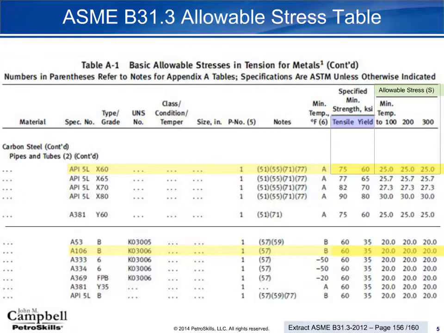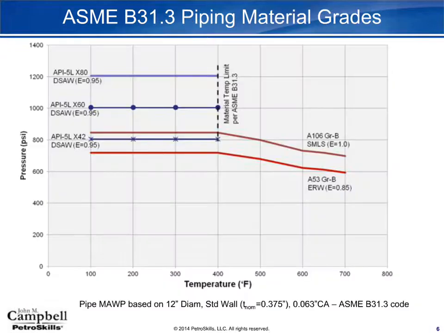So if I was to apply this to an actual application, here we've taken a 12-inch pipe standard wall and run calculations out using the allowable stresses, and you can see how these different materials compare. This is all the same wall thickness, 375 wall, and the only difference between these materials is their allowable stress, or a fraction of their ultimate, and the joint efficiency on the different materials.